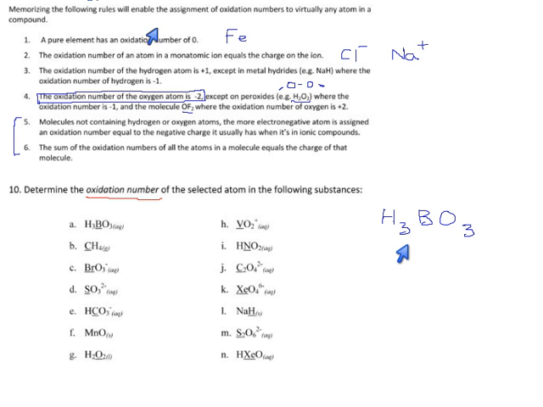you should have an oxidation state worked out for every atom in your compound. So this starts with a pure element. There are no pure elements in here. So rule one is irrelevant. On to the next one.